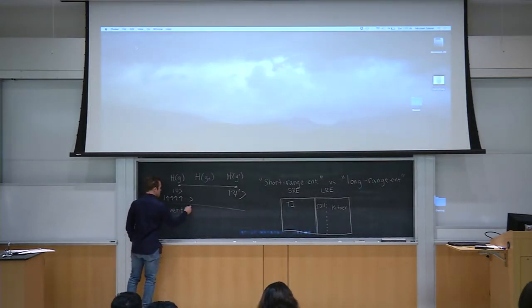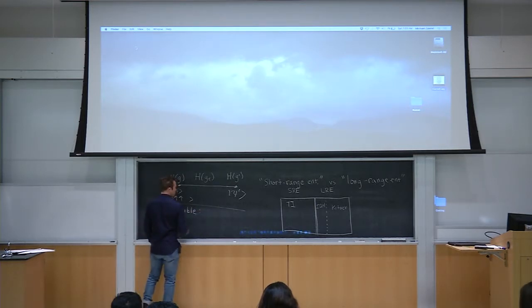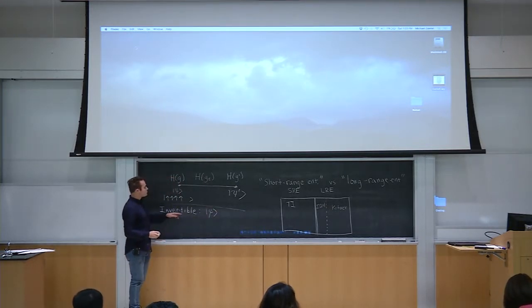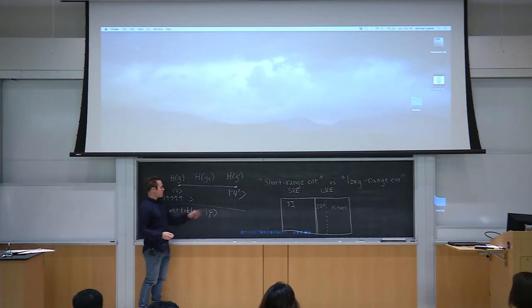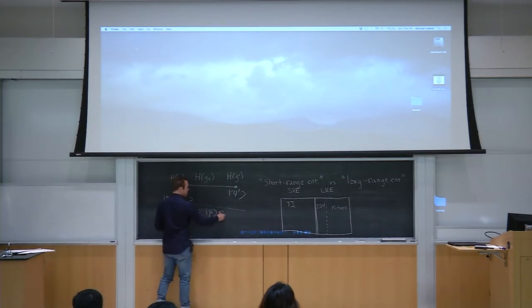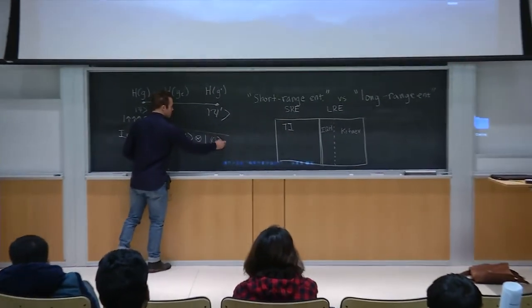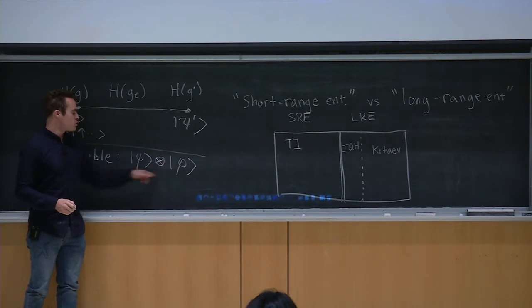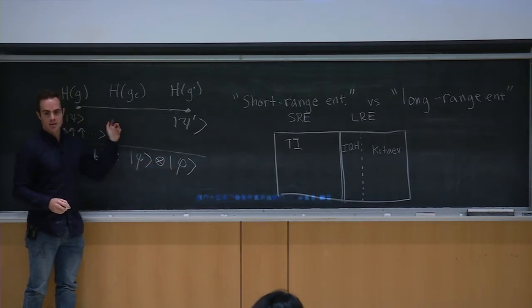So we say a phase is invertible, or a state is invertible, if the following holds. Suppose you want to know whether psi is invertible. The definition of invertible is that there exists some other state phi such that when you stack psi on top of phi, the two of them together are short-range entangled.